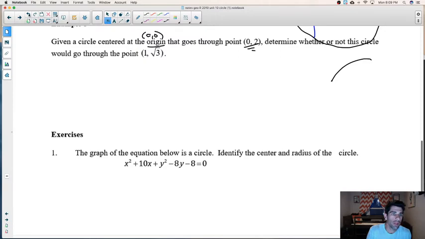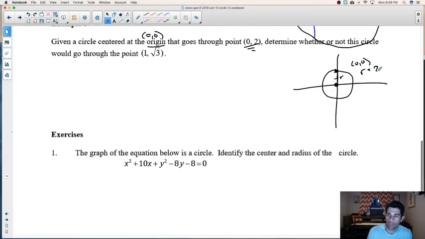Don't get ahead of yourself. Draw the axes first. So this is the center, and it goes through the point (0, 2). So, well, that must be the radius there. So this is what your circle looks like. So the center is (0, 0), and the radius is 2.